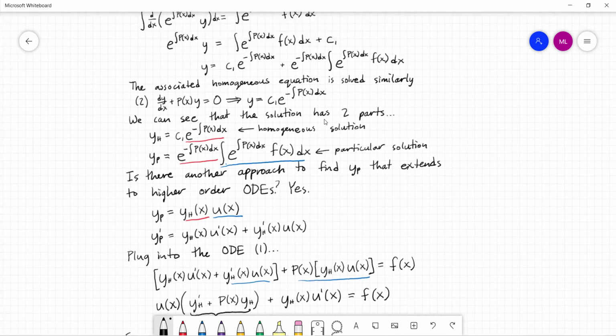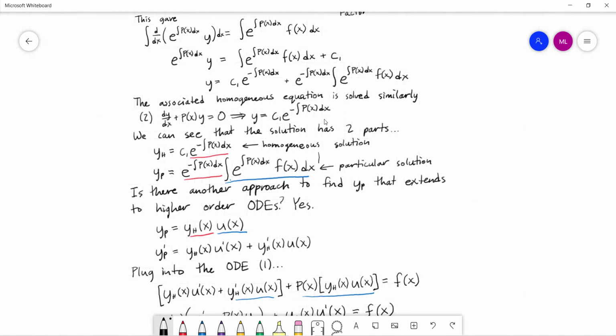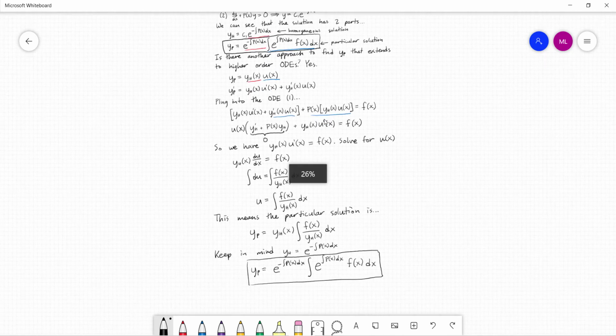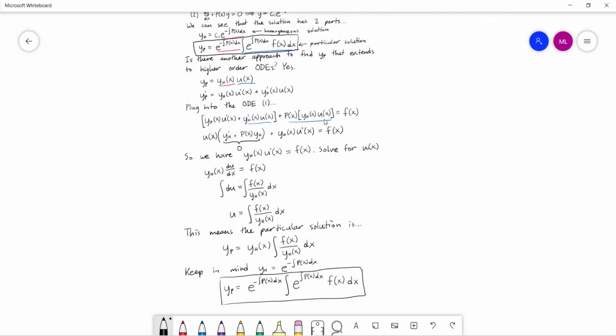And how does this compare to this, which I will erase this box in a minute so that we can actually read this? How do those two things compare? They are exactly the same, right? E to the negative integral of p of x, e to the negative integral of p of x, a big integral of e to the positive integral, with an f of x, f of x.